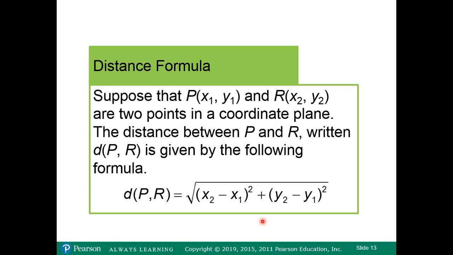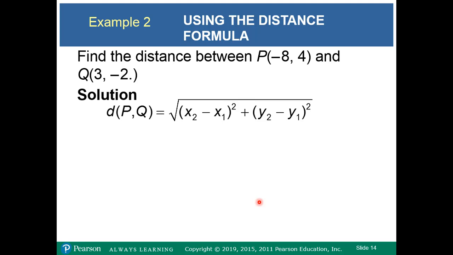So you want to make sure you know the distance formula. To find the distance between any 2 points, you take the corresponding x values, subtract them and square them. Then you take the corresponding y values, subtract them, square them. Then you add those 2 values and take the square root. So you're really just using the Pythagorean theorem. That's really all you're doing.